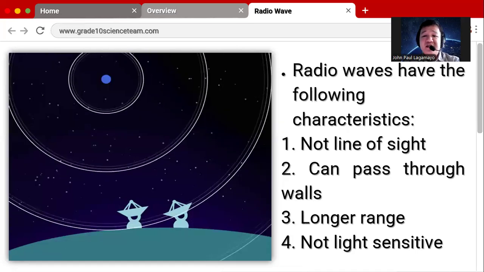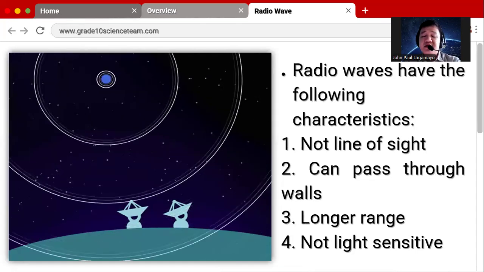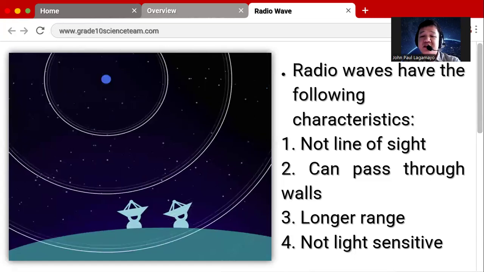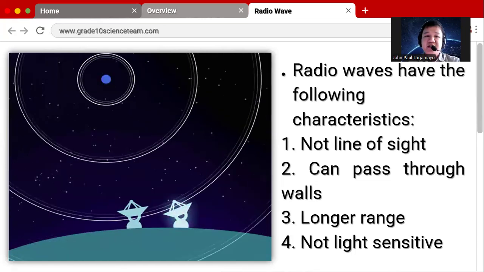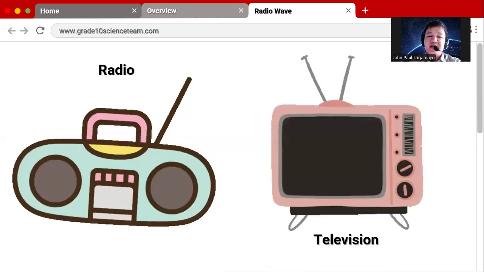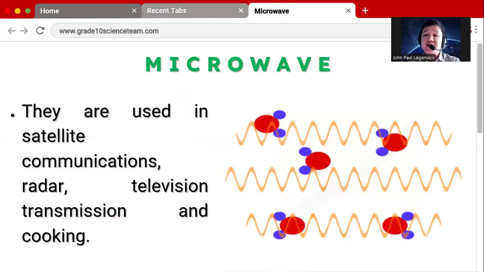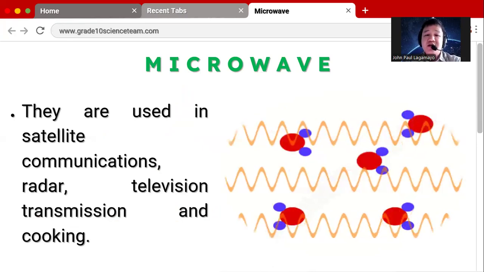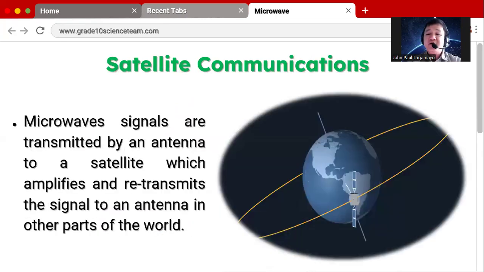Just like any other waves that cannot be seen, they can pass through walls. They are, of course, longer range and not light sensitive. So yan po yung ating radio wave, pinaka-example, the radio and then television. And we call as the microwave. They are used in satellite communications, radar, television transmission, and your cooking.